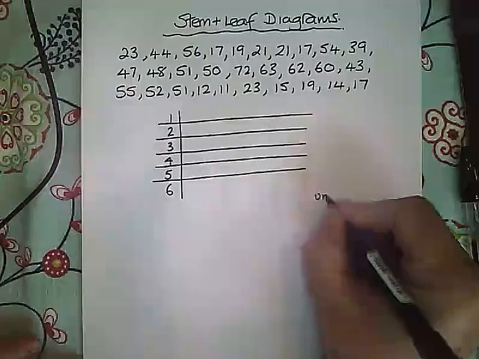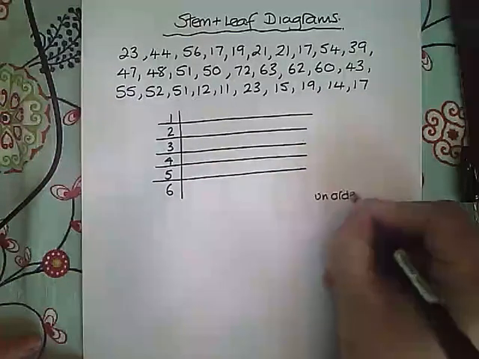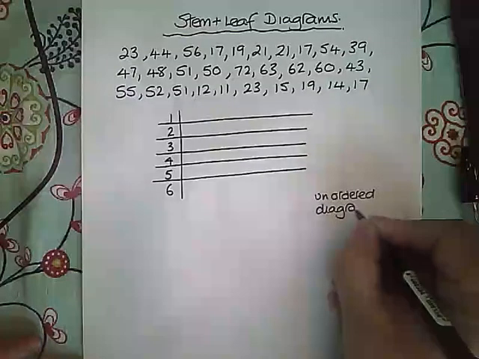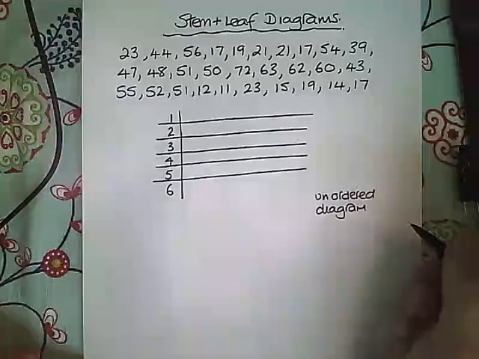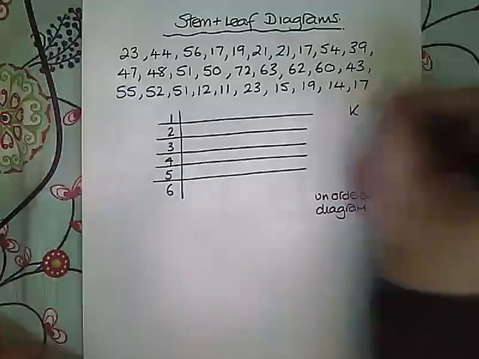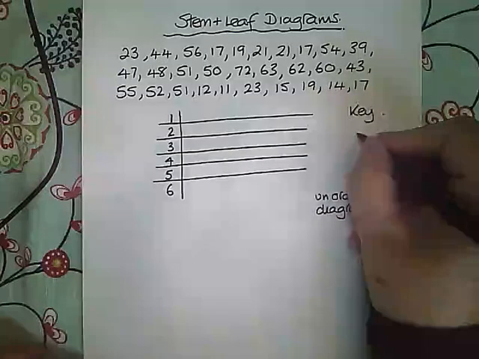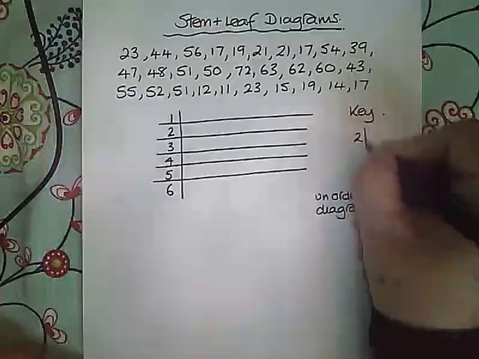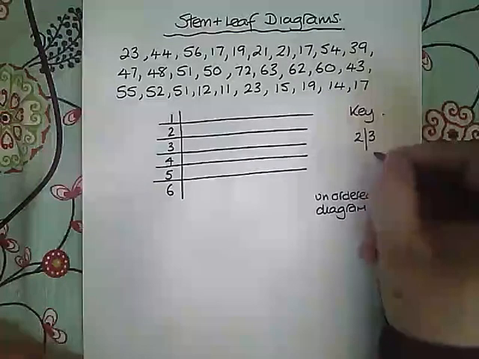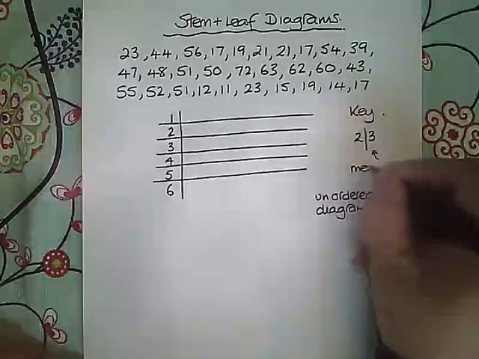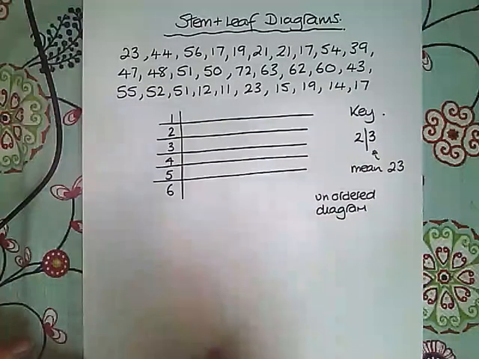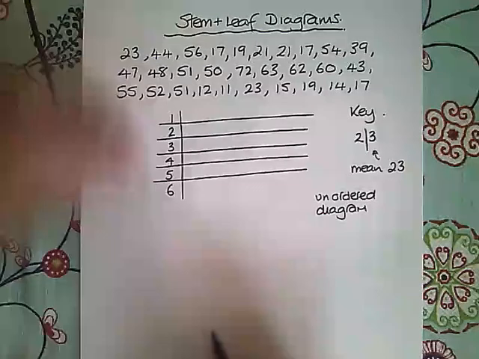So this is the unordered diagram, and even though it's the unordered diagram, we still need to put something called a key on it, and this key looks like this. It tells us that if, for example, we had a stem of 2 and a leaf of 3, that would mean the number 23. So that's how we read our diagram. So let's go through the data then one by one.